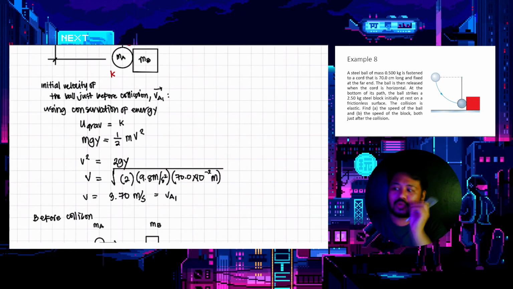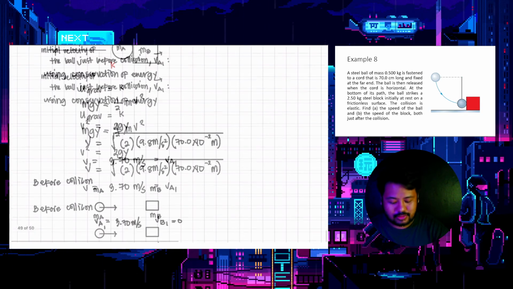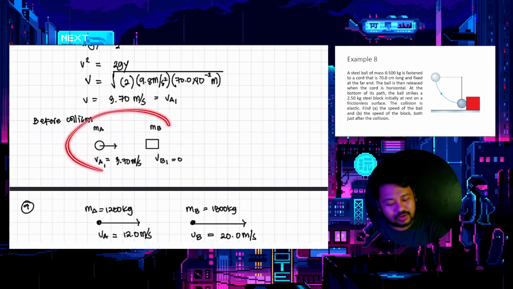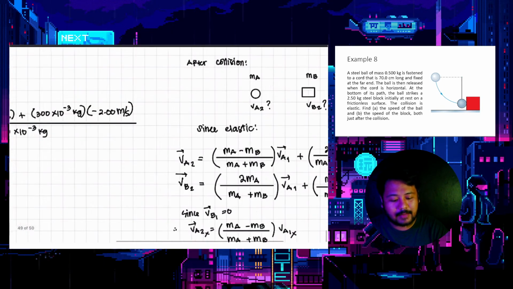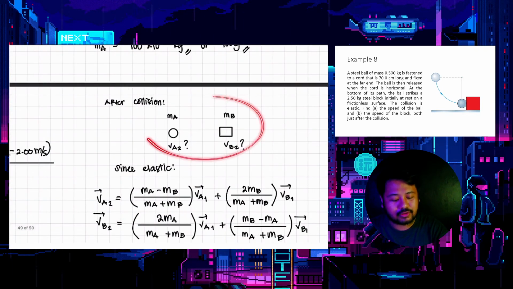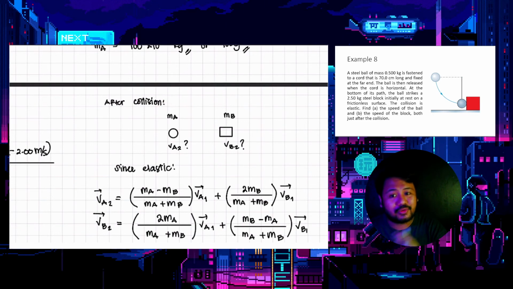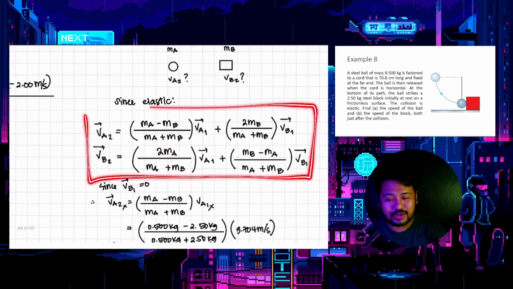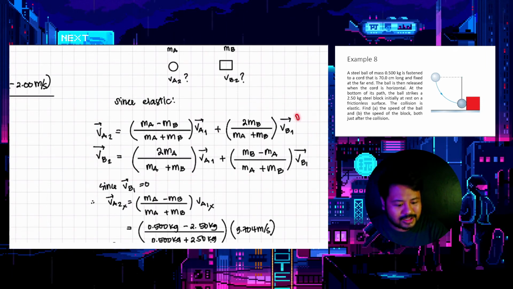Now, we have to get the speed of the ball and the block after collision. So, we now have this kind of illustration. This is before collision, and then this is our after collision. We don't know where they are going afterwards. And since this is an elastic collision, we can make use of our two equations. We already know the initial speed of our block and of our ball, so we could easily solve this one.